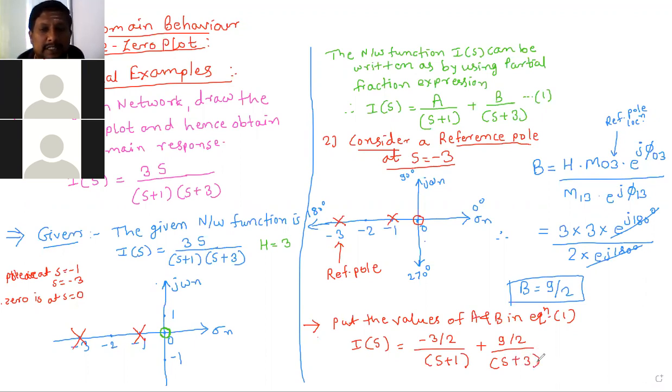So 3 by 2, instead of that you can write 1.5, that is also acceptable. 9 by 2 you can write as 4.5, that is also acceptable. Now this is in S domain. So to obtain the time domain, we are going to convert the Laplace domain into time domain. So for that purpose, what do we have to do now?